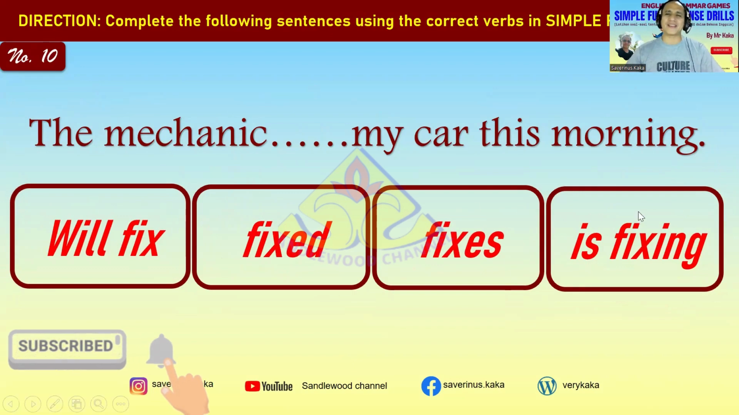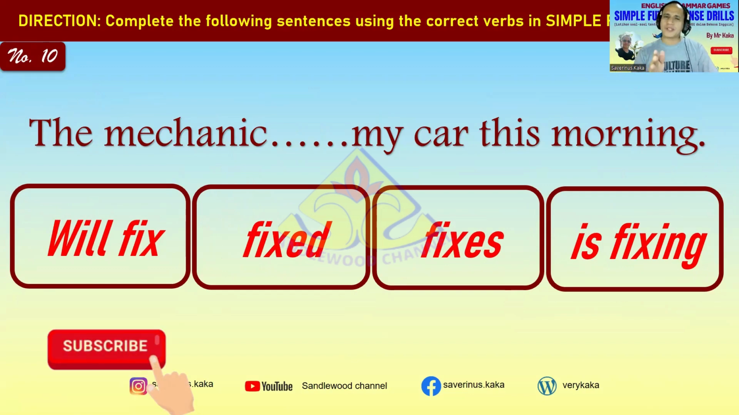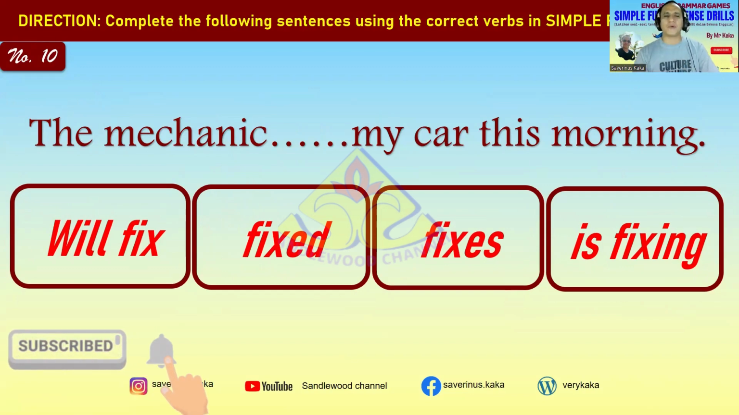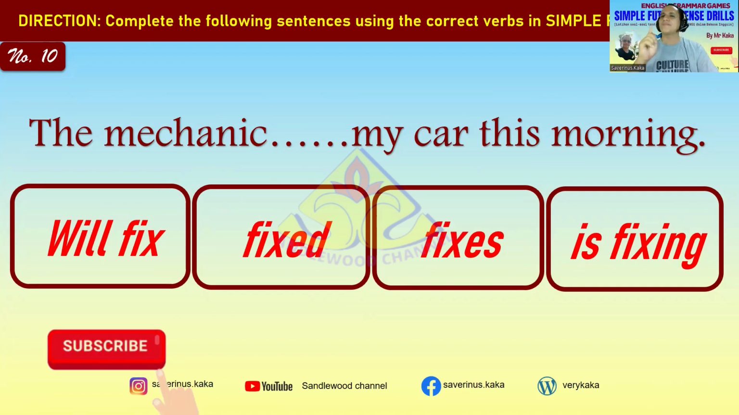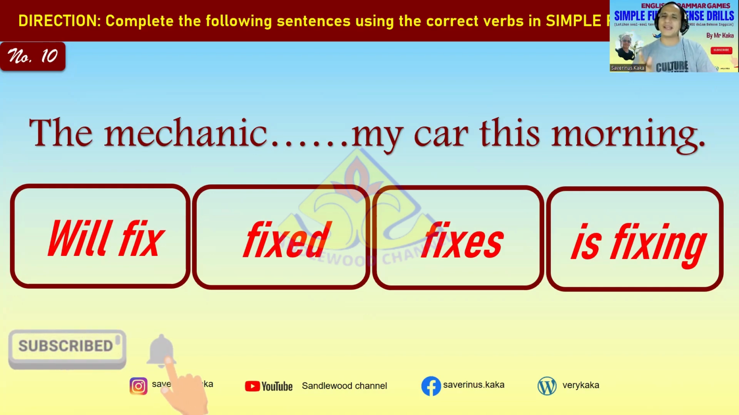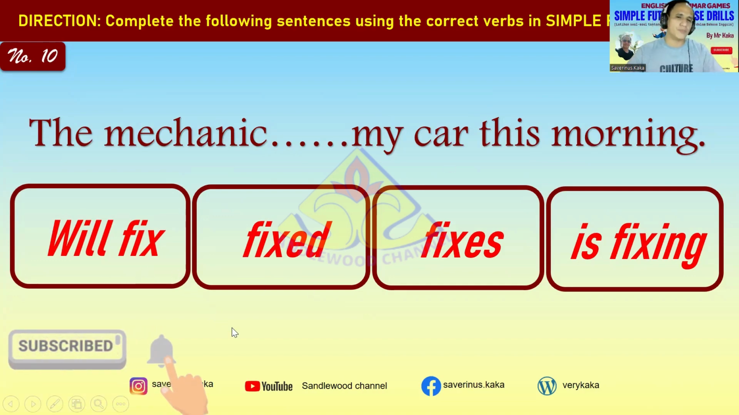You have to pay attention. We are discussing simple future tense. As you know, the basic form of simple future tense is subject plus will plus verb plus object, and the last one is the adverb of time. So if you check these options, I think you can identify the best option of this question.